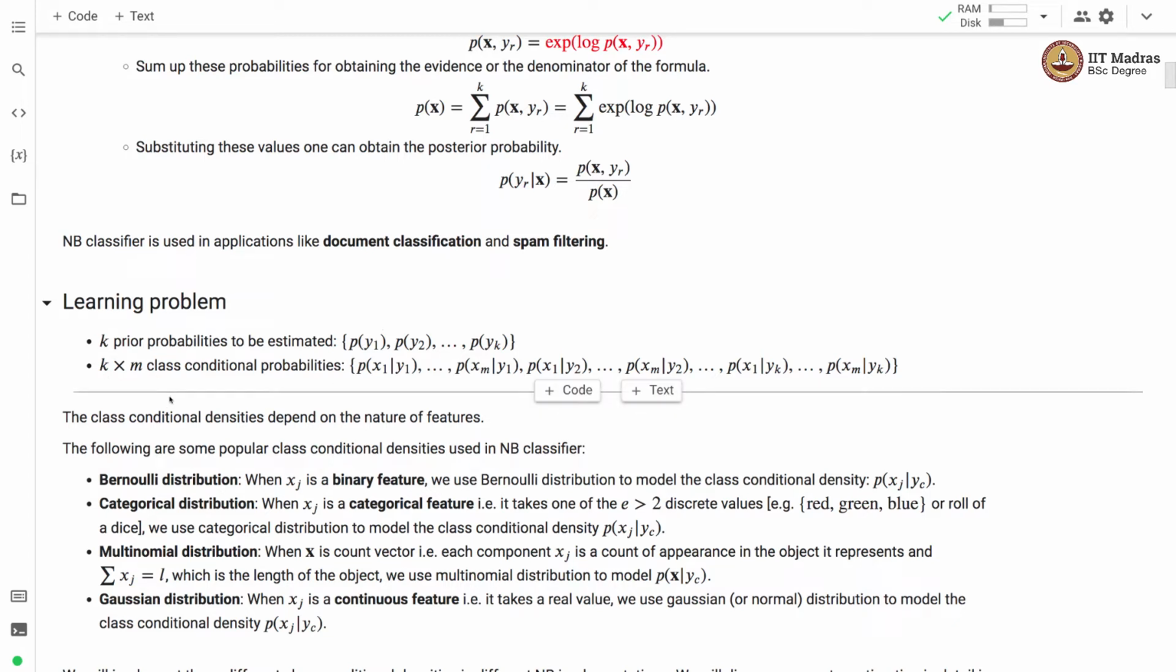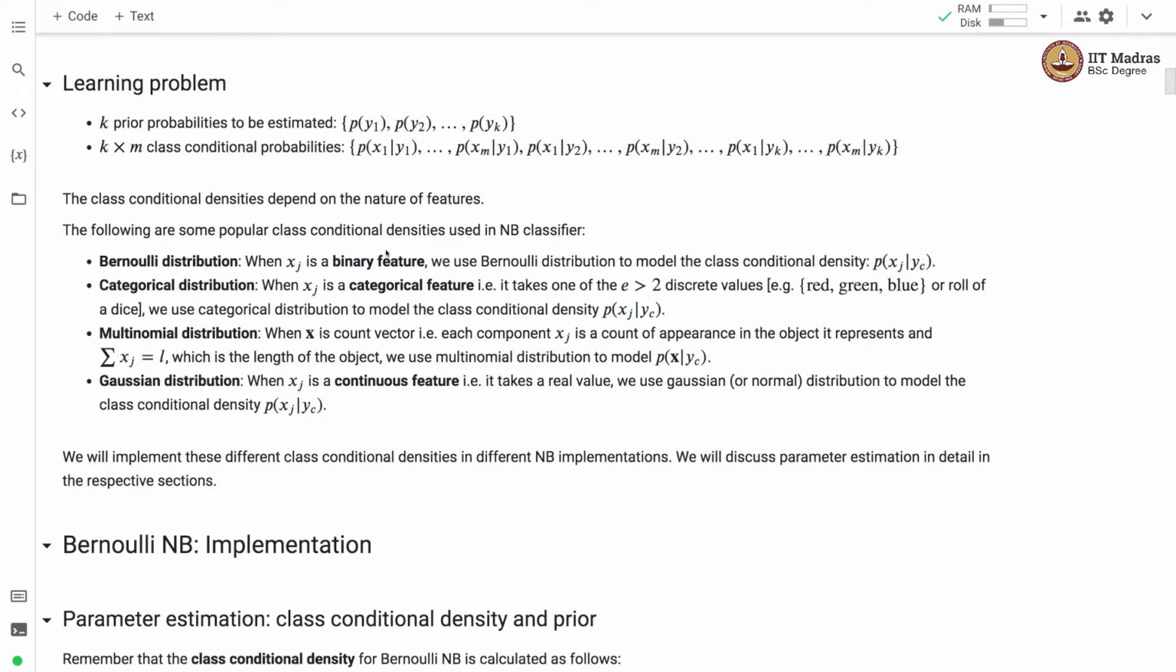Now the class conditional probabilities or densities depend on the nature of the feature. We have seen some of the popular class conditional densities that are used in naive Bayes classifier. Whenever the feature xj is a binary feature, we use Bernoulli distribution to model the class conditional density, that is P of xj given yc. If xj is a categorical feature, that is it takes more than two discrete values, then we use categorical distribution to model the class conditional density, that is P of xj given yc, where xj is a categorical feature.